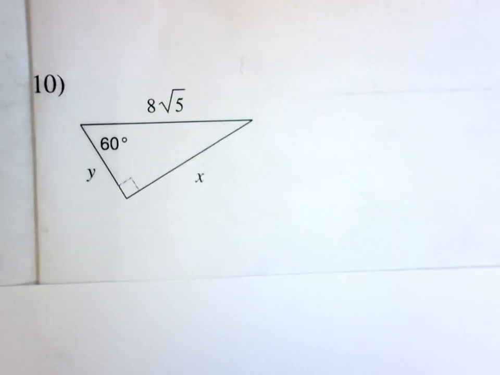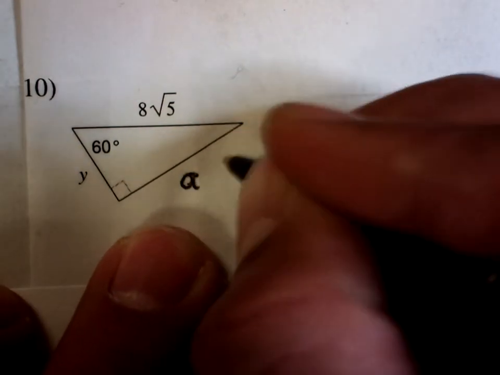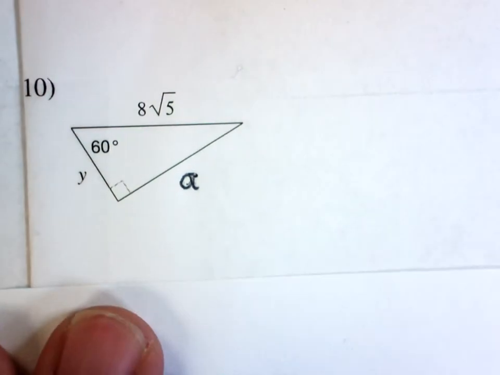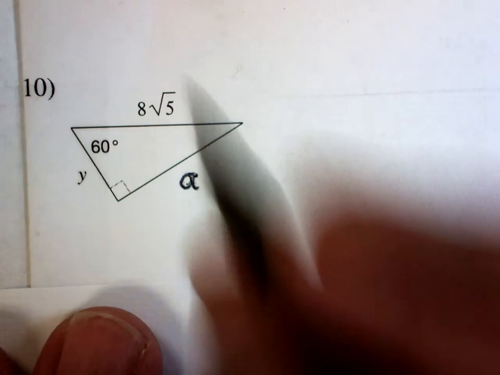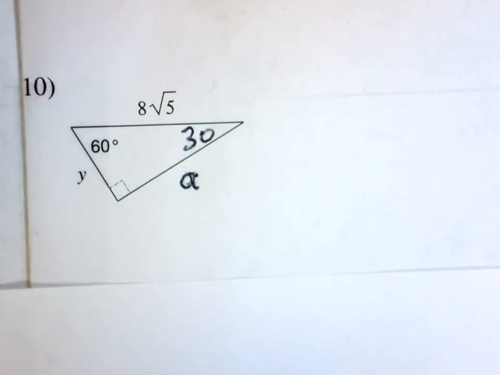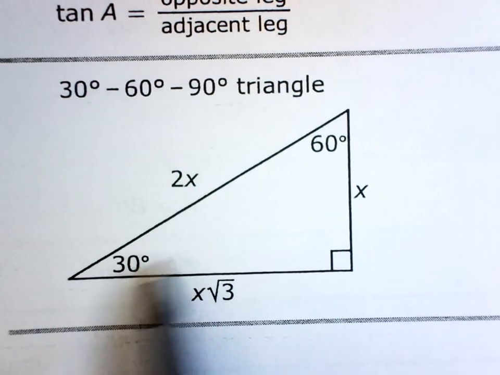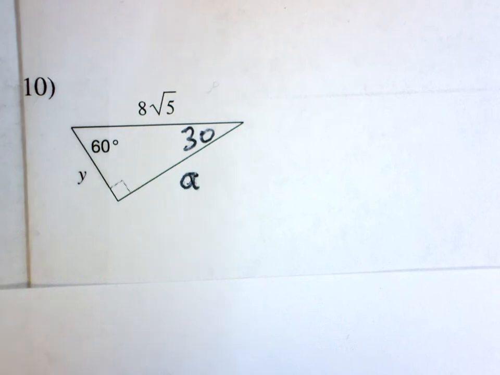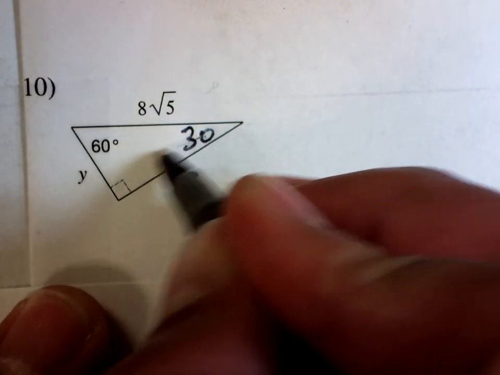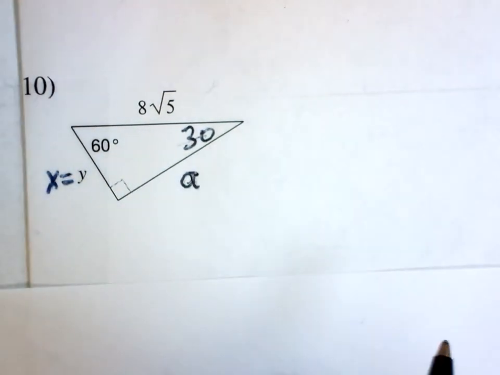Okay, let's do this one. The first thing that I'm going to do is change this x to an a, because that seems to confuse some of us in the class. So there's my a. I see this one again, and I recognize it as a 30, 60, 90 triangle, so that is 30. Now I'm going to label. I go to my formula chart, and I see, okay, the side opposite 30 degrees is x. So this opposite 30 degrees has to be the x. Okay, so x equals y.